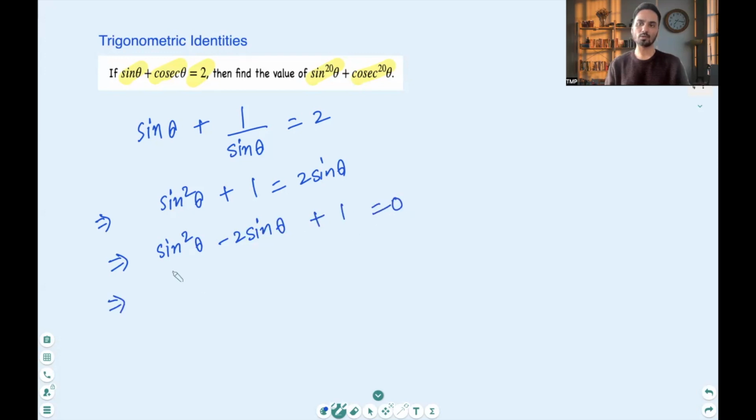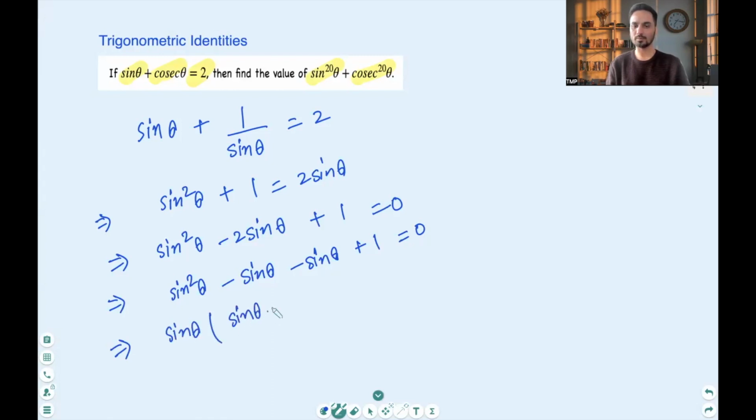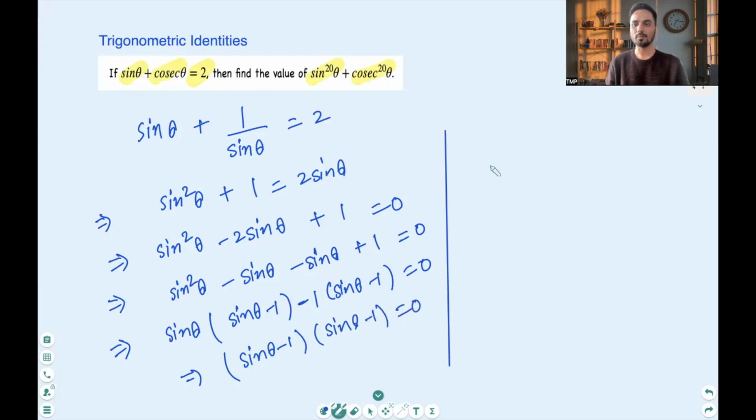So we got a quadratic equation in terms of sine, and we can solve it by using the middle term splitting method. So we can write it as sin² theta minus sin theta minus sin theta plus 1 equals 0. We can take sin theta common, and we will have sin theta minus 1. From the last two terms, you can take minus 1 common, so we'll have sin theta minus 1 equals 0. So you have two factors, sin theta minus 1 times sin theta minus 1 equals 0. That means sin theta minus 1 equals 0, or sin theta equals 1.